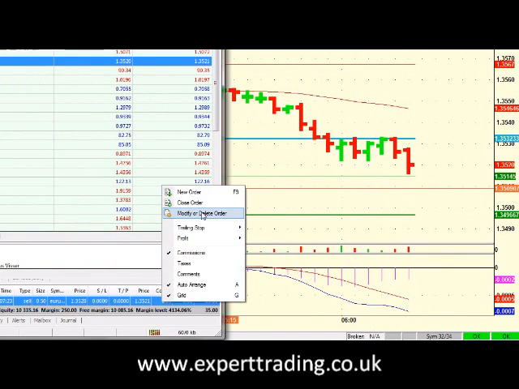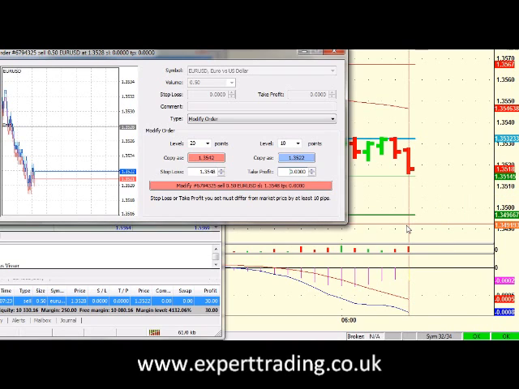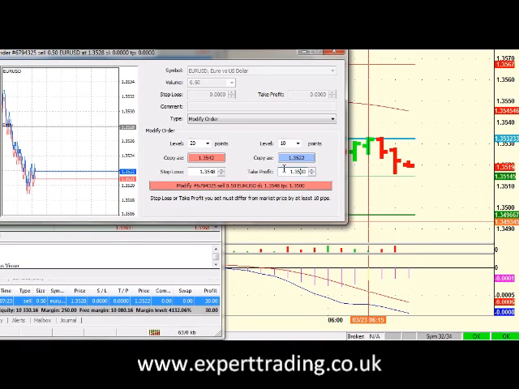Okay, so our stop loss is going to be 20 pips, so that's 1.3548. Our take profit is going to be that green level down here that you see here. That is the first point at which the pivot normally stalls. It's S1, so 1.3501. Right, okay, so let's modify that trade.